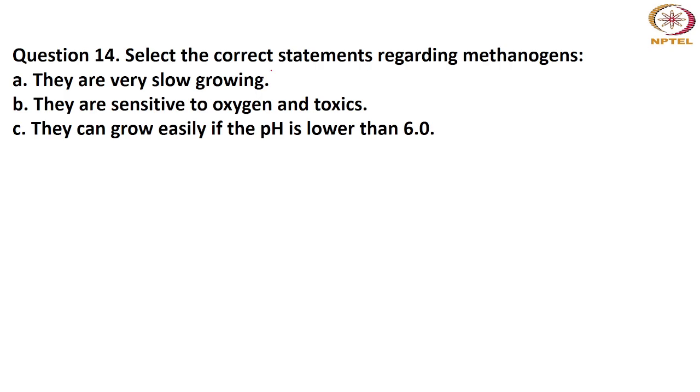Then the next question, select the correct statements regarding methanogens. They are very slow growing. They are sensitive to oxygen and toxics. They can grow easily if the pH is lower than 6.